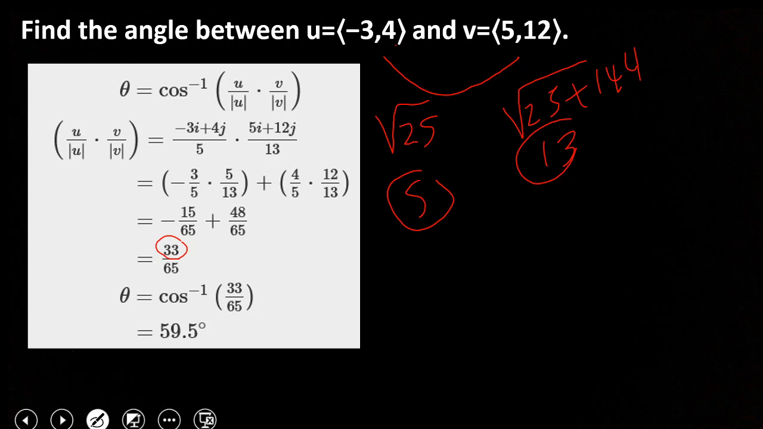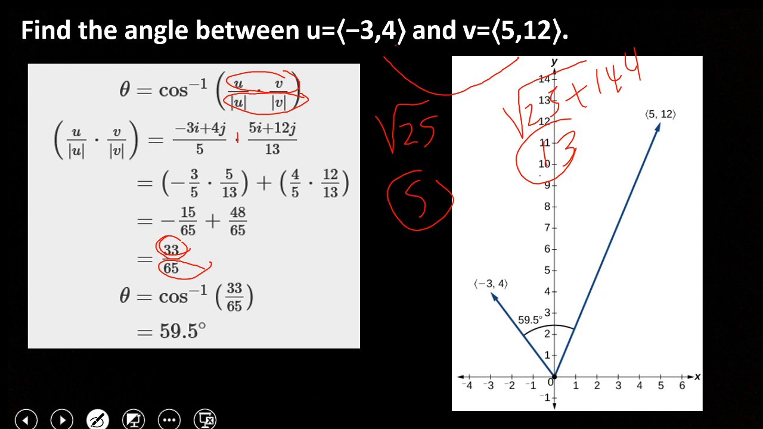So you don't have to separate it like this. You could just work on it right here. Just multiply these two and then dot product those two. So it would be 5 times 13, which is 65, and the dot product is 33, and that's it, you're done. And take the cosine inverse. And the angle between them is 59.5.